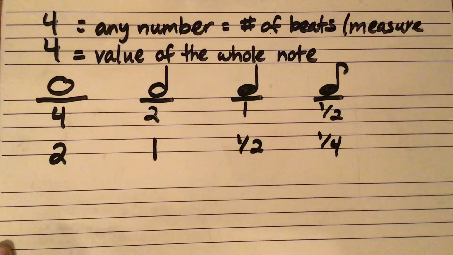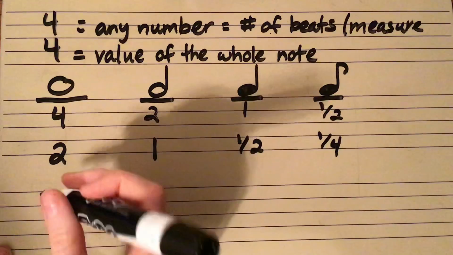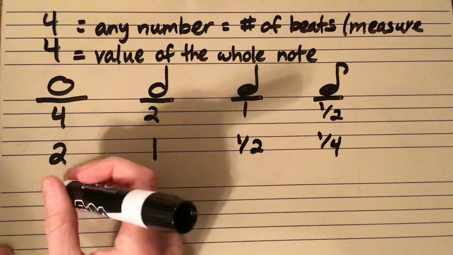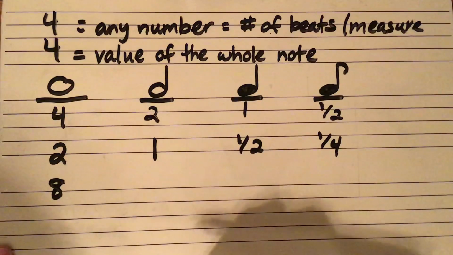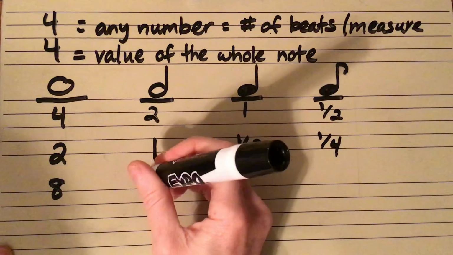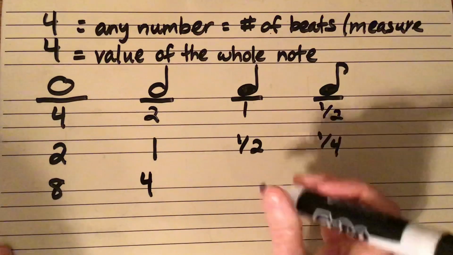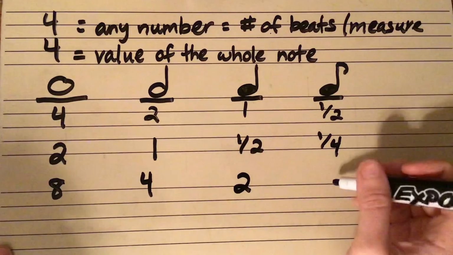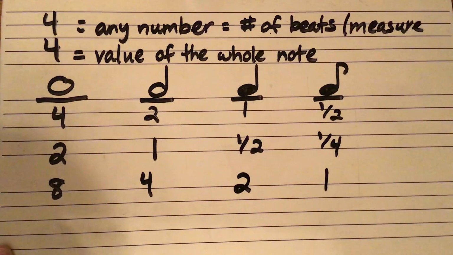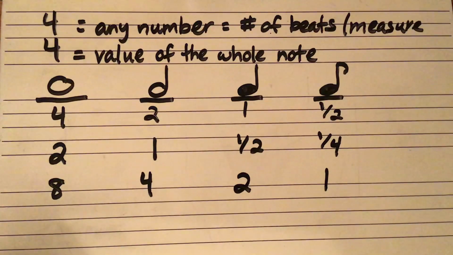Now, what if the whole note, or the bottom number of the time signature, is an 8? Well, in that case, the half note will get 4 counts, a quarter note would get 2 counts, and then the eighth note would get 1 count. And that is a simple breakdown of how you can figure out the value of the whole note in your time signature.